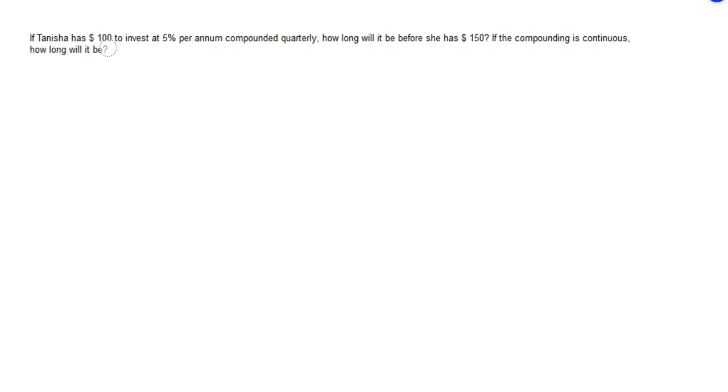If Tanisha has $100 to invest at 5% per annum, compounded quarterly, how long will it take before she has $150? If compounding is continuous, how long will it be? So let me point out a couple things, keywords. We've got compounded quarterly, and compounded quarterly indicates that we're going to be using a formula A equals P times (1 plus R over N) to the NT. That's the compound interest formula.